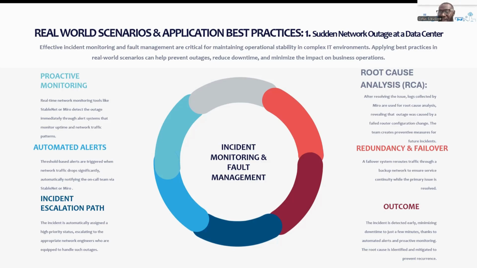And it takes us to redundancy and failover. A failover system reroutes the traffic through a backup network, like earlier explained, to ensure service continuity and business continuity while the primary issue is resolved. So when you have a critical issue, a primary issue down, being resolved, you don't have any fear, no cause for alarm, because there's a backup system that will ensure continuity and your business continuity while the primary issue is being resolved. And that we have with our solution here in Zoracom.